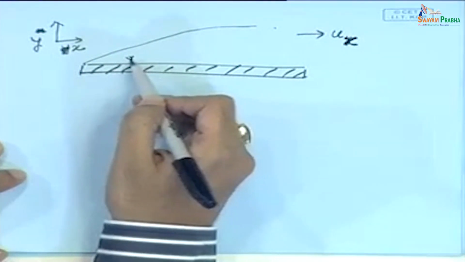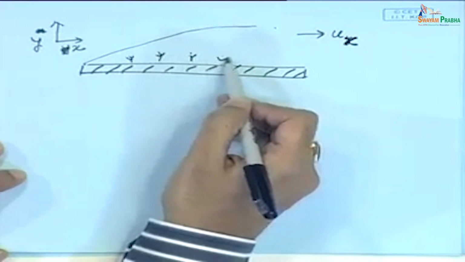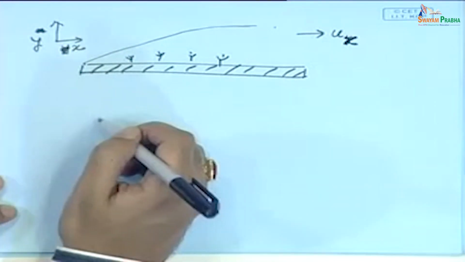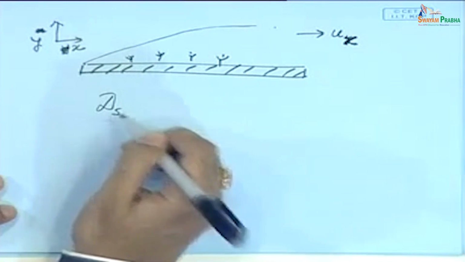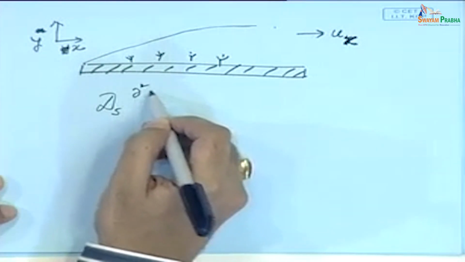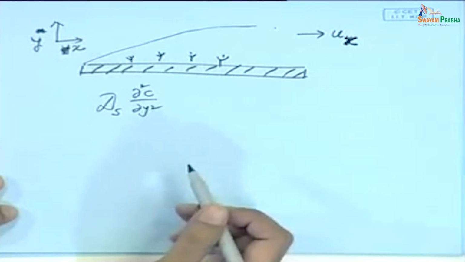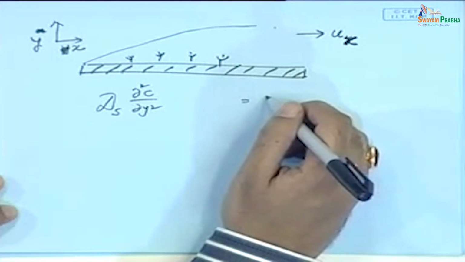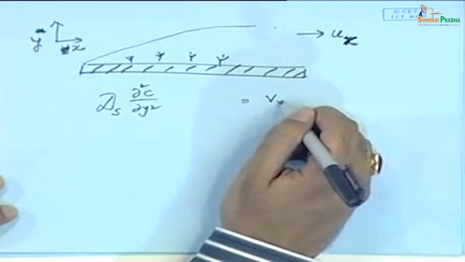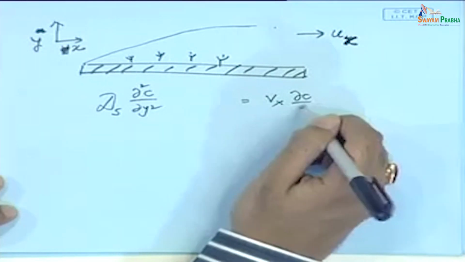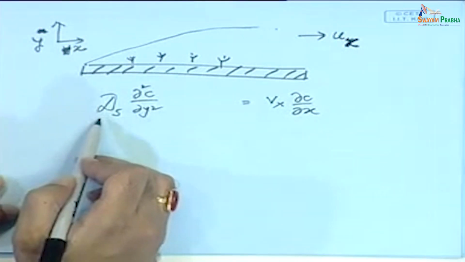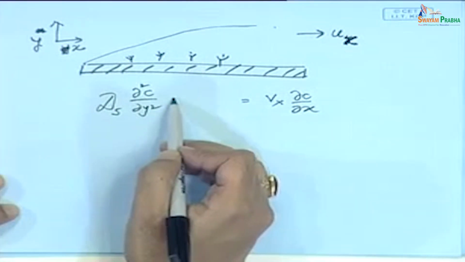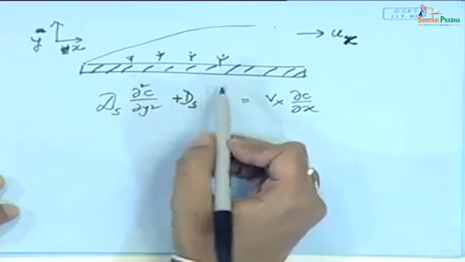And the enzymes are here. So, what would be the diffusion terms? Okay. And the convection term is Vx into del C del x. You said Ds into del 2C del y square, right? Okay. And well, why not this term as well? There is no reason for it not to be there.